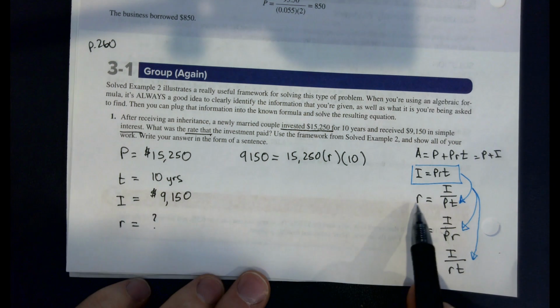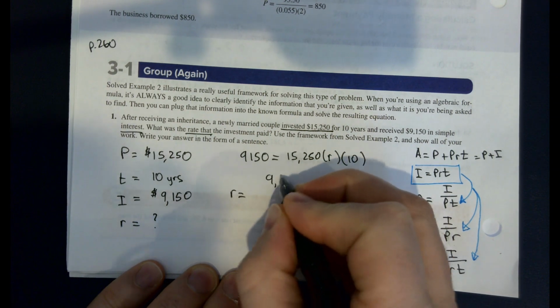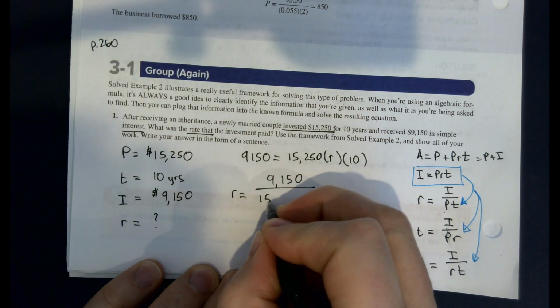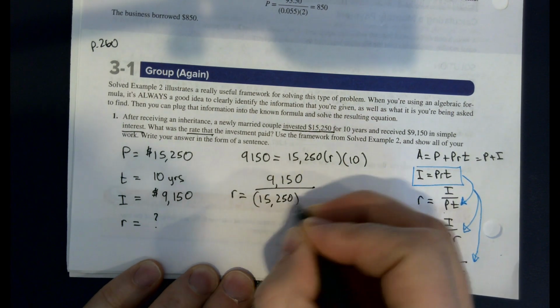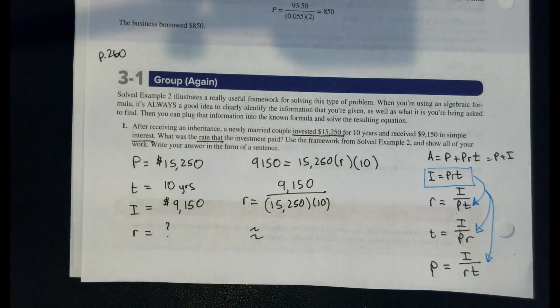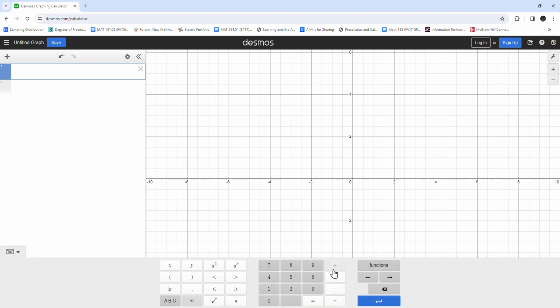So doing that, I'll take this formula and say my R is equal to I, 9,150, divided by principal times time. So that's 15,250 times 10. Well, of course, we scamper off to Desmos, so why do anything in our heads? That's silly. I like to do things in the fraction, so I just hit the division sign right off the bat. You can also just hit division on your keyboard, and then type it in, and we get 0.06.